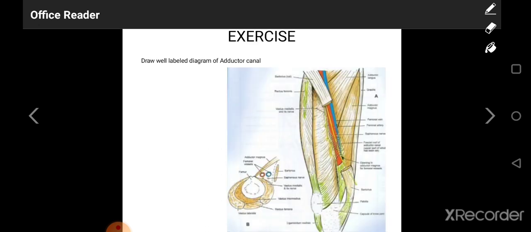Then this is the exercise for you, and you have to draw this diagram in your files. This is the well-labeled diagram of the adductor canal. In this we can see the boundaries and contents in the transverse section as well as in direct view. So we have to draw this diagram in the file, and this will complete your topic, the adductor canal. Thank you.